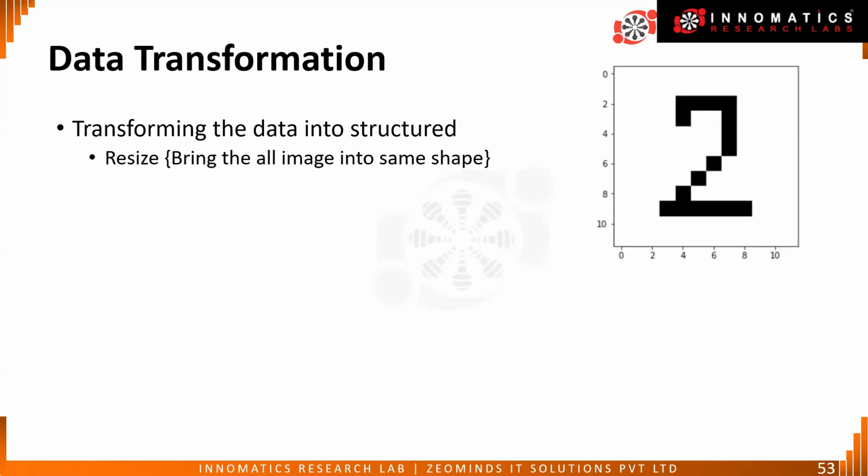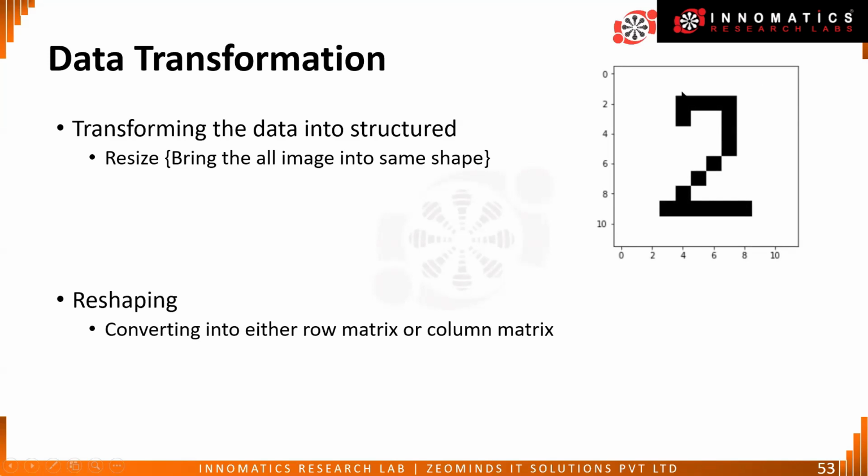And the matrix that I'm having is a 10 by 10 array. There are 10 rows and 10 columns. The value here is 0, and here are some near to 255. Now this is a 10 by 10 matrix. I'll convert that into either a row matrix or a column matrix, meaning I will flatten it.